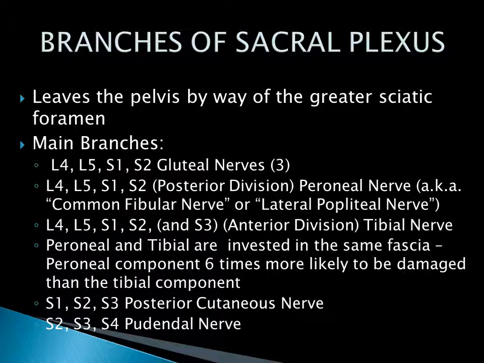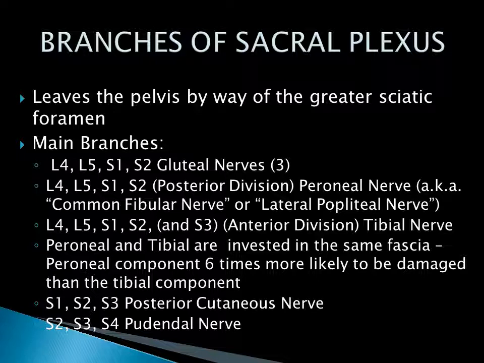named peripheral nerves. And most of the named peripheral nerves of the sacral plexus leave the pelvis by way of the greater sciatic notch. And some of the main branches of the sacral plexus are the gluteal nerves. First of all, there's 3 gluteal nerves. Those arise from L4, L5, S1, and S2, and we have the superior gluteal nerve, the inferior gluteal nerve, and the nerve to the piriformis.